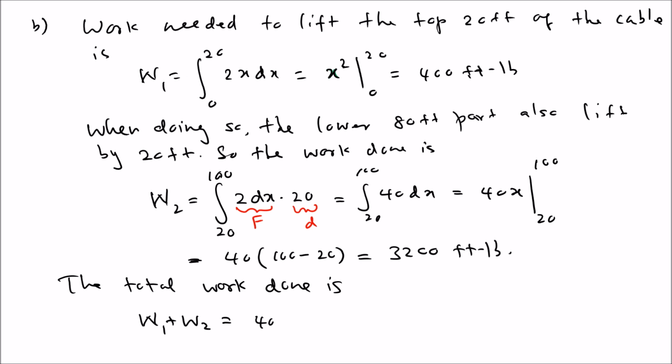So it is 400 for the first part, 3200 for the second part, so it's 3600 in total for the whole cable. So this is the calculation we did. You see that you have to break that problem into two different parts and do it. Okay, so let's do the last problem.